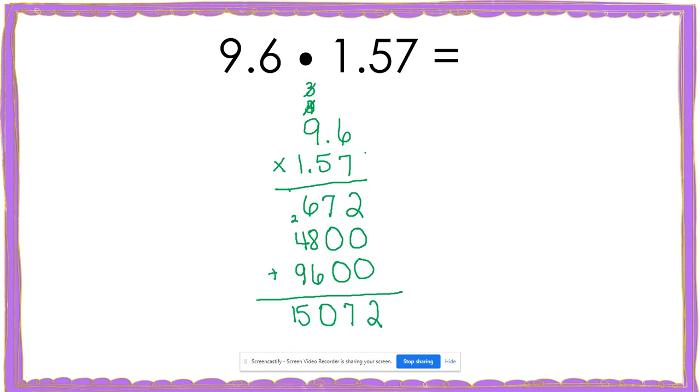Now when I look in my problem, there is one number behind the decimal here, and there are 2 numbers behind the decimal here, which means that there is a total of 3 numbers behind the decimal. So I will go here and I will move my decimal 1, 2, 3 places, and it will go right here. So my product is 15.072.